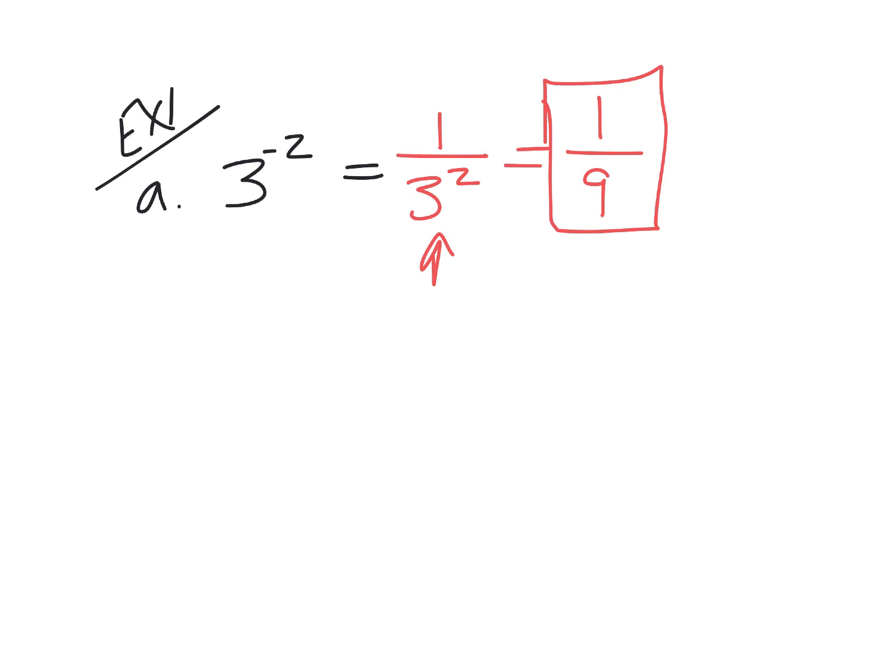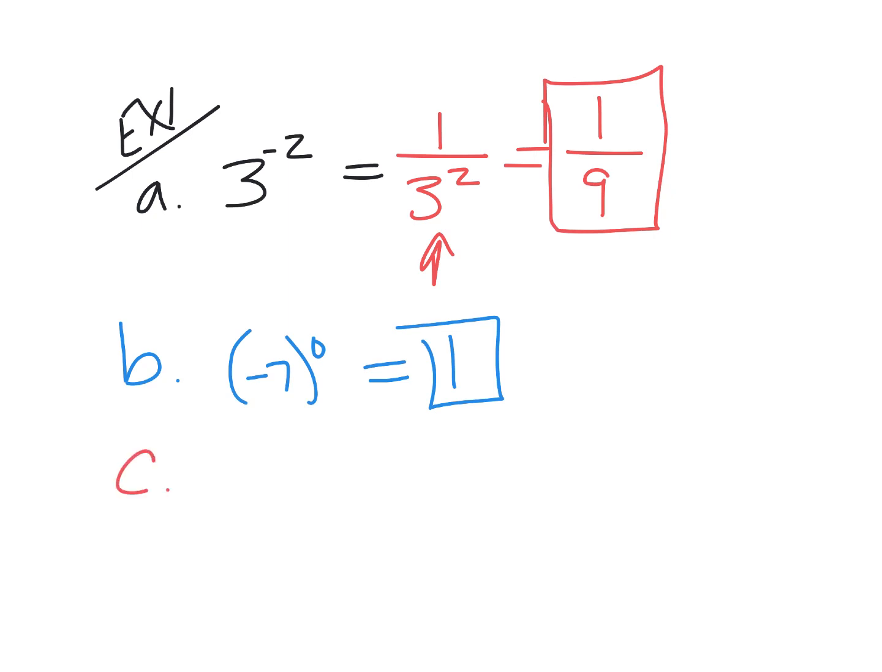Okay? All right, so let's look at B. I have -7 to the power of 0. Equals 1. That's just a rule you have to memorize. I just taught that to my other grade. Equals 1. All right, C is 1/5 to the power of -2.